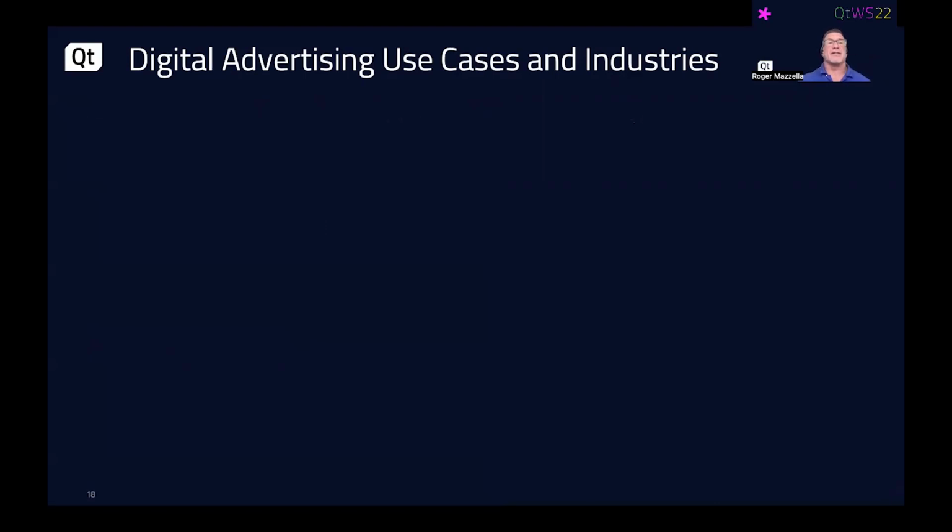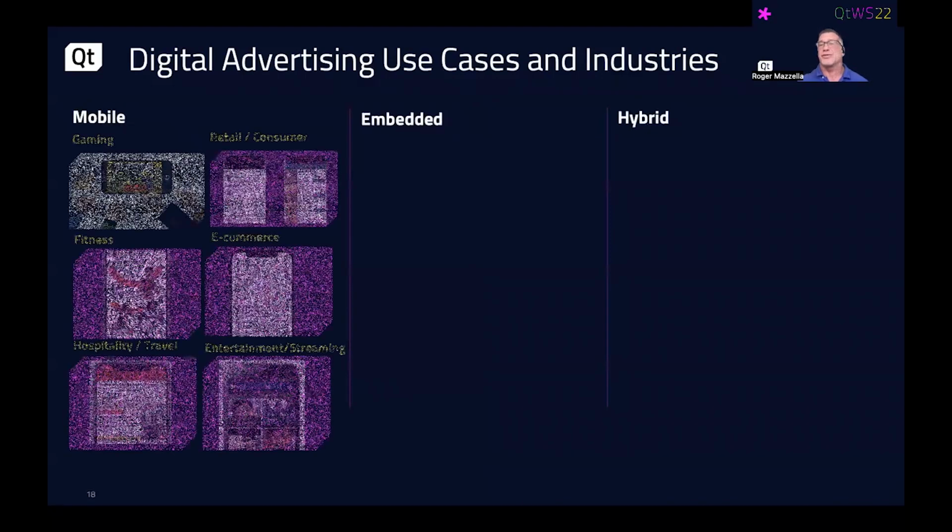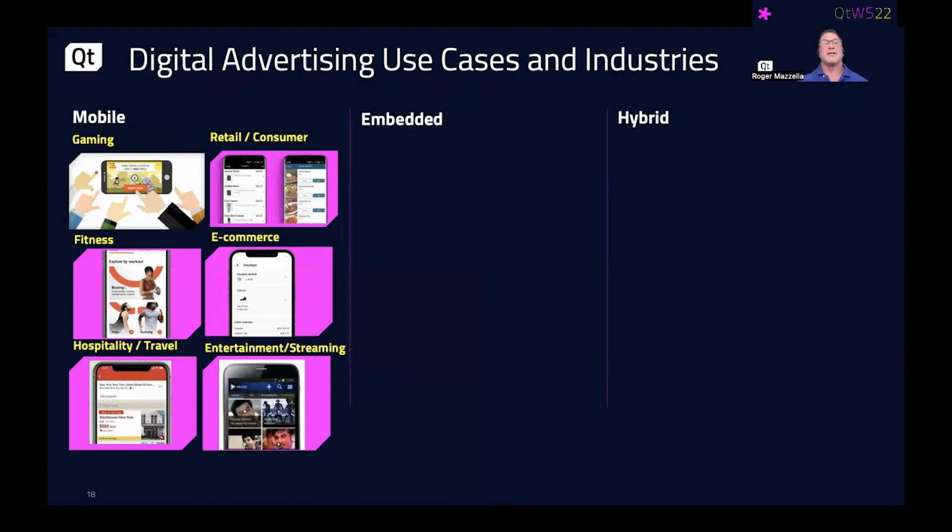So, digital advertising use cases. I'm not saying that digital advertising should be everywhere. Qt is across 70 industries. But on the mobile side, gaming apps, retail consumer apps, e-commerce apps, entertainment streaming apps, hospitality and travel apps, and fitness apps all could leverage digital advertising and much more. Sure, maybe industrial automation apps, where it's a companion app to control machinery from an app, probably not digital advertising, but things that are consumer facing, absolutely.